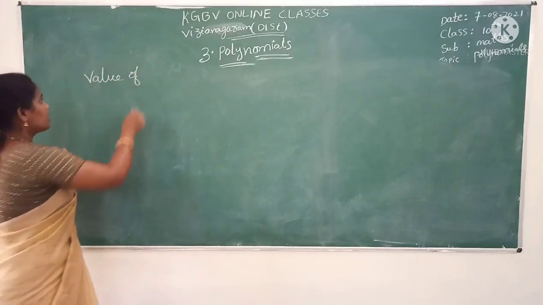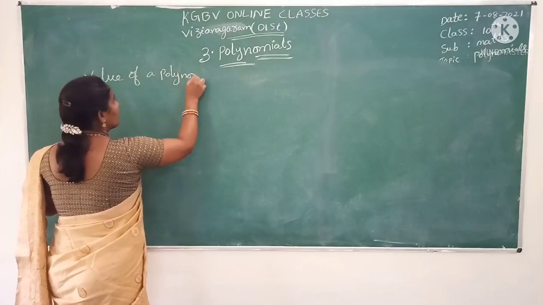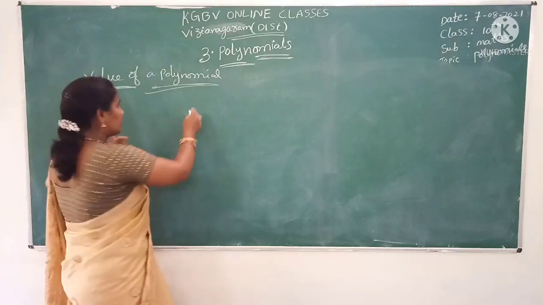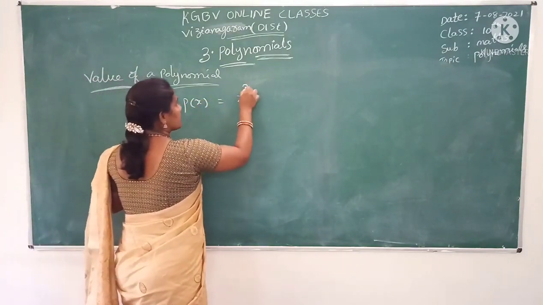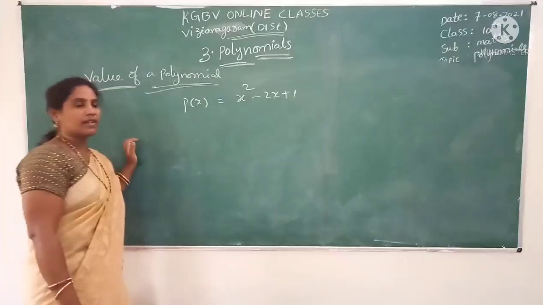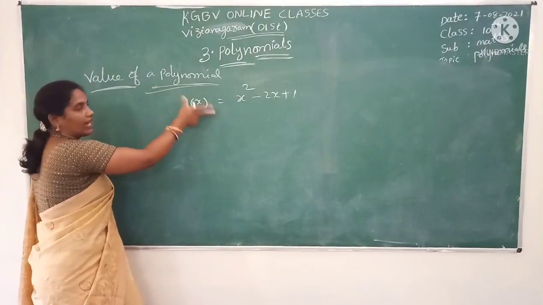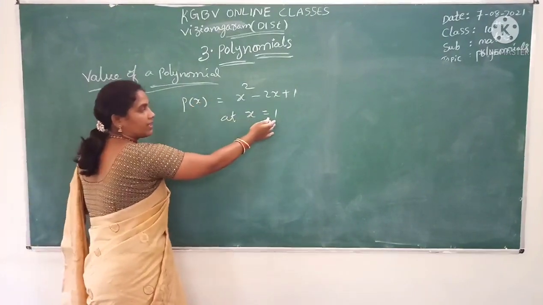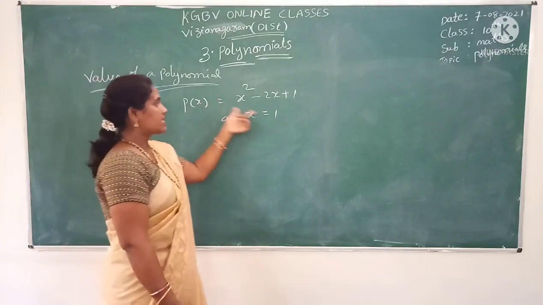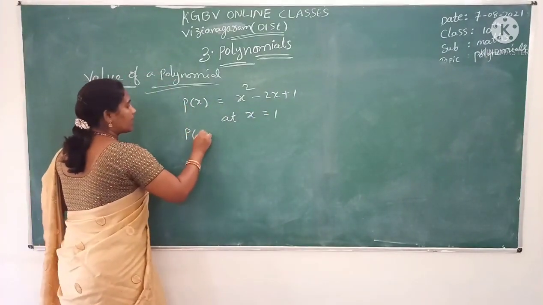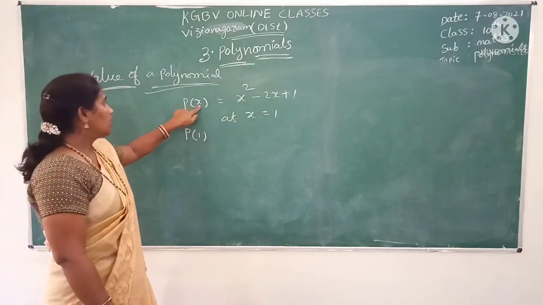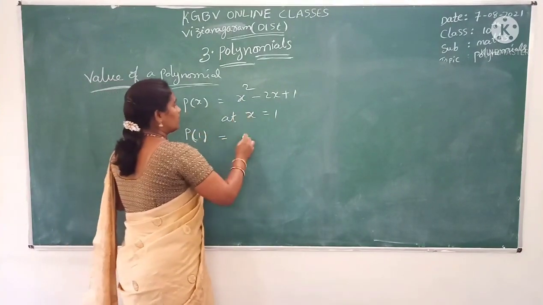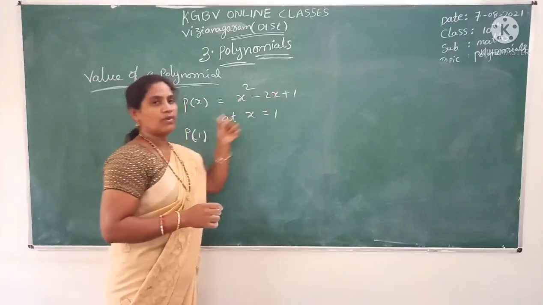Another important concept is the value of a polynomial. We calculate the value of a polynomial. We take P of x is equal to x square minus 2x plus 1. We calculate the value of the polynomial at x is equal to 1, replacing x by 1. So we calculate P of 1, replacing the variable x by 1. We substitute 1 in place of x.